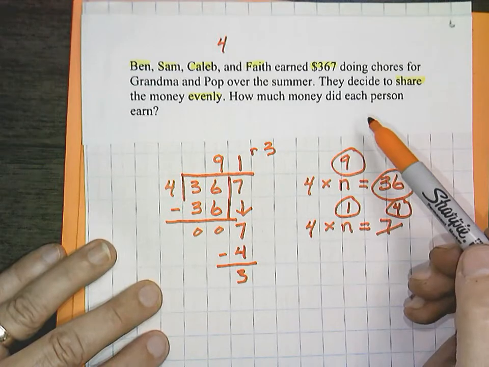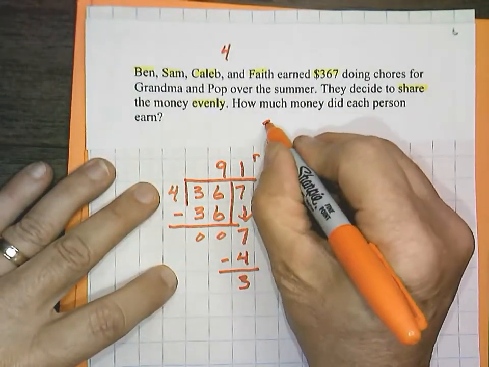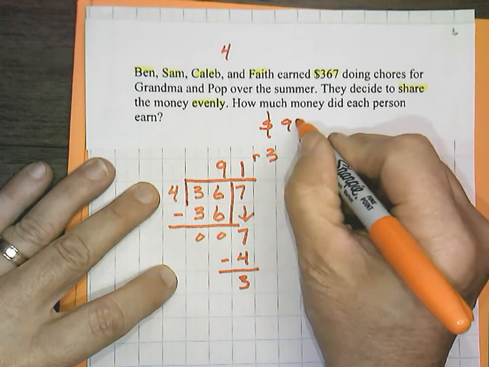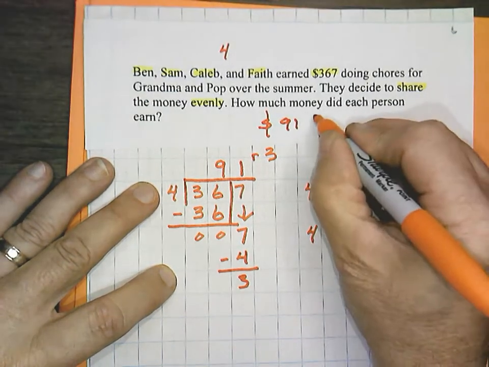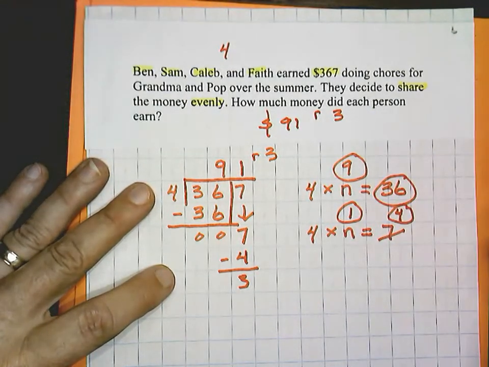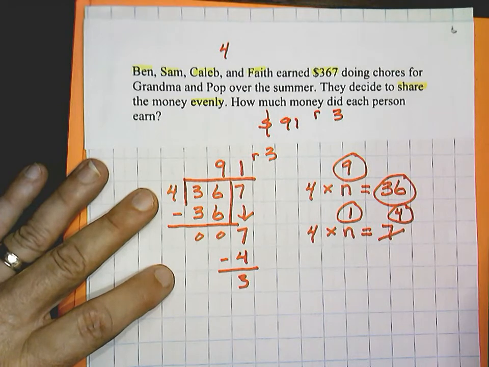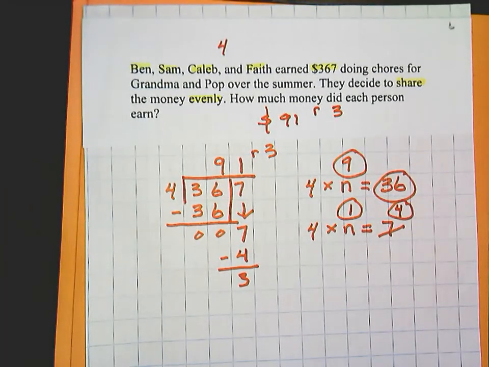So how much money did each person earn? It looks to me like each person earned $91. However, there were $3 that were left over that maybe they can buy some candy and share that or something like that. So, okay. So in quick review, I can find my first page here.